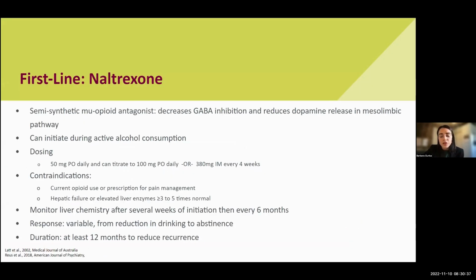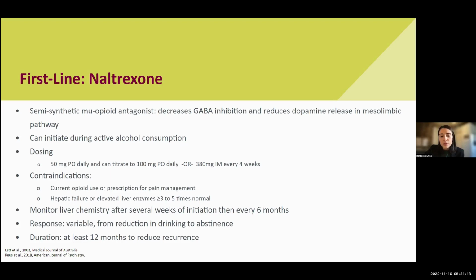When looking at naltrexone specifically, this is a semi-synthetic mu-opioid antagonist, which decreases GABA inhibition and reduces dopamine release in the mesolimbic pathway. Importantly, this can be initiated during active alcohol consumption, and often the starting dose would be 50 milligrams daily, and then this could be titrated up. There also is an IM formulation, which would be given every 4 weeks. Importantly, the contraindications would be any current opioid use or prescription for pain management, given it's antagonistic for the mu-opioid receptor, and otherwise hepatic failure or elevated liver enzymes more than 3 to 5 times normal.